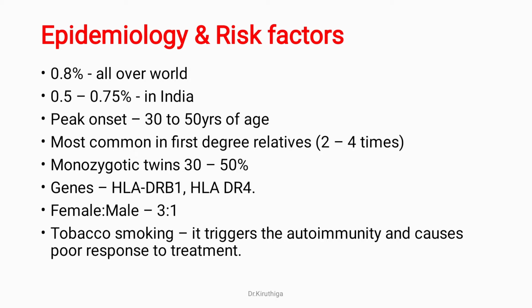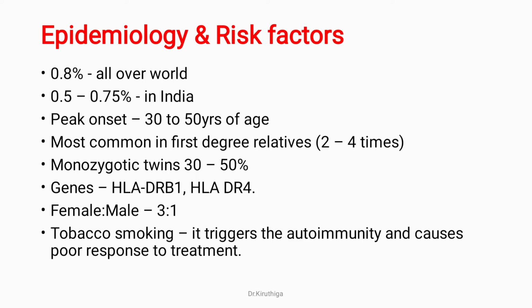The main trigger, the initiating factor for developing rheumatoid arthritis, is the triggering of leukocytes, directing autoantibodies against the leukocytes present in the synovial fluid. It is commonly seen in females, and tobacco smoking triggers the autoimmunity. It also causes poor response to treatment. Tobacco smoking is not a causative factor in rheumatoid arthritis, but it is a triggering factor.